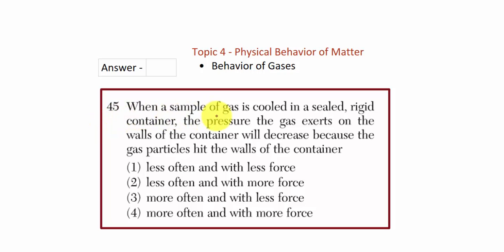Number 45. When a sample of gas is cooled in a sealed, rigid container, the pressure that the gas exerts on the walls of the container will decrease because the gas particles hit the walls of the container. We have to decide whether they're hitting less often or more often, and with less force or more force. Those are our things that we're working with here. What are we doing? We are cooling the gas. That means we're slowing the particles down. Well, if they're moving more slowly, they're not going to hit the walls as often. So we're going to stick with less often. And if they're moving more slowly, they'll hit the walls with a little bit less force as well.